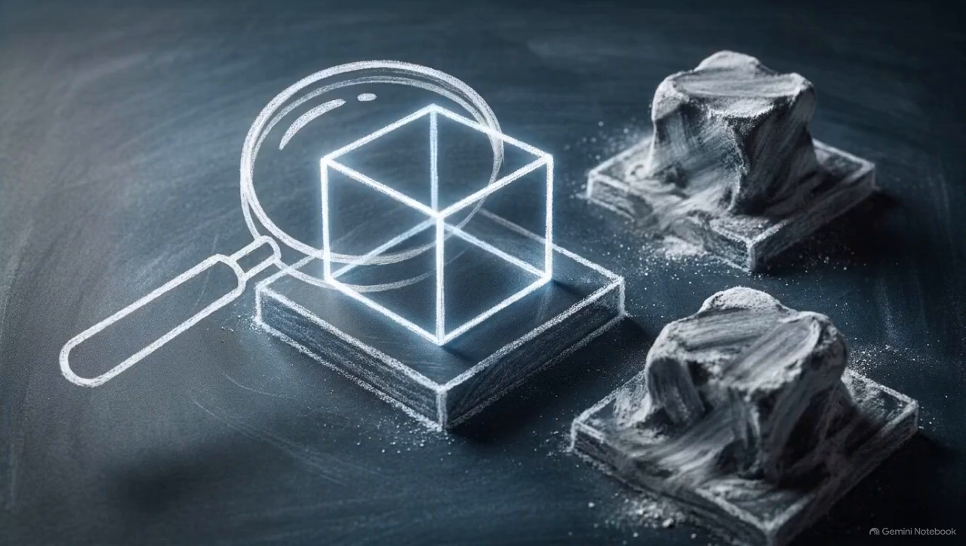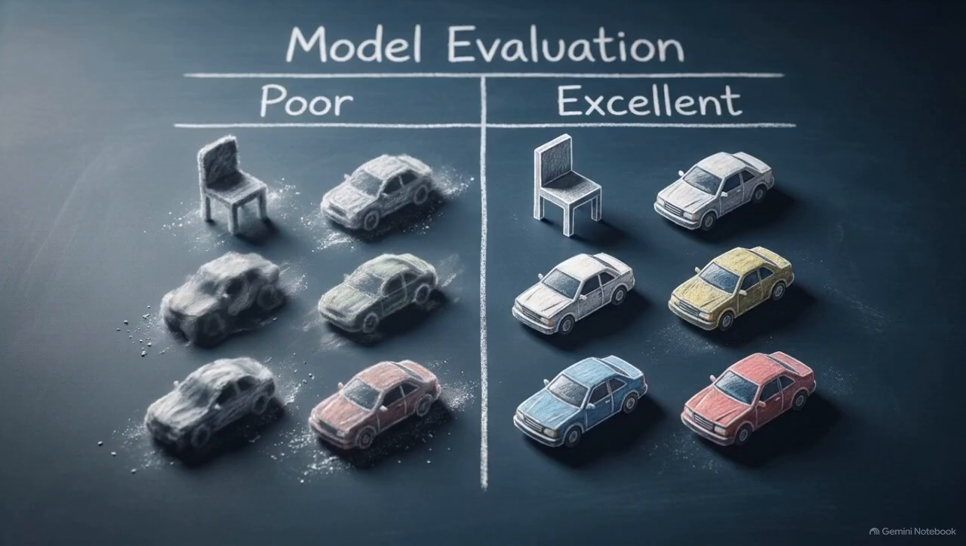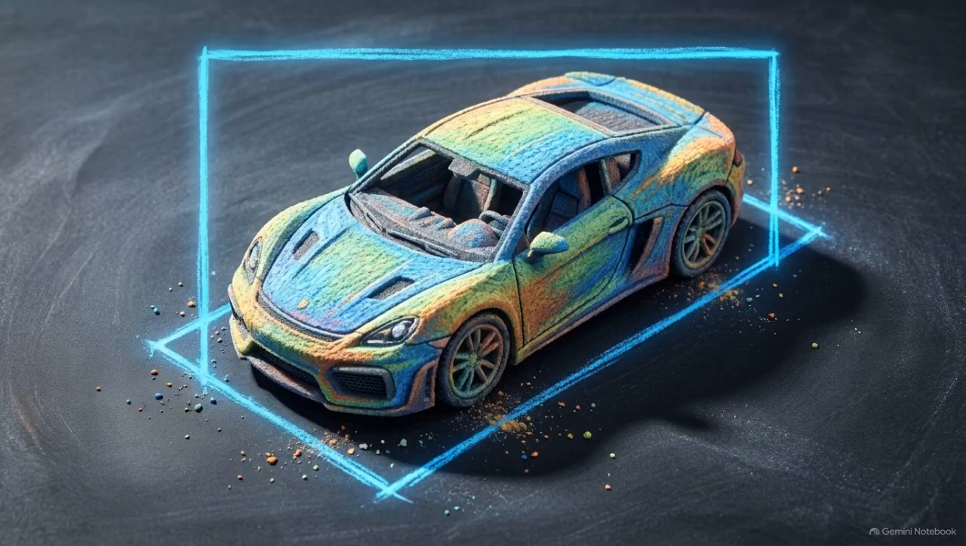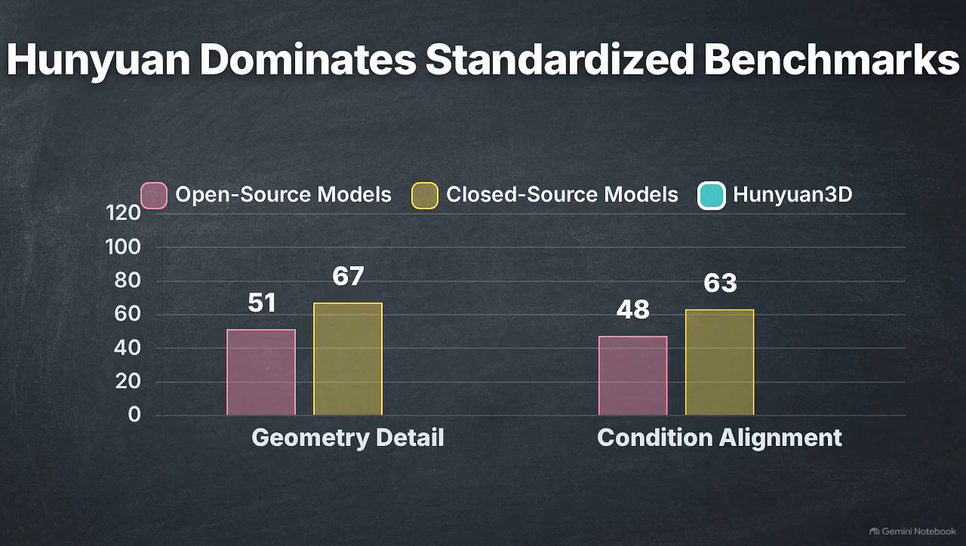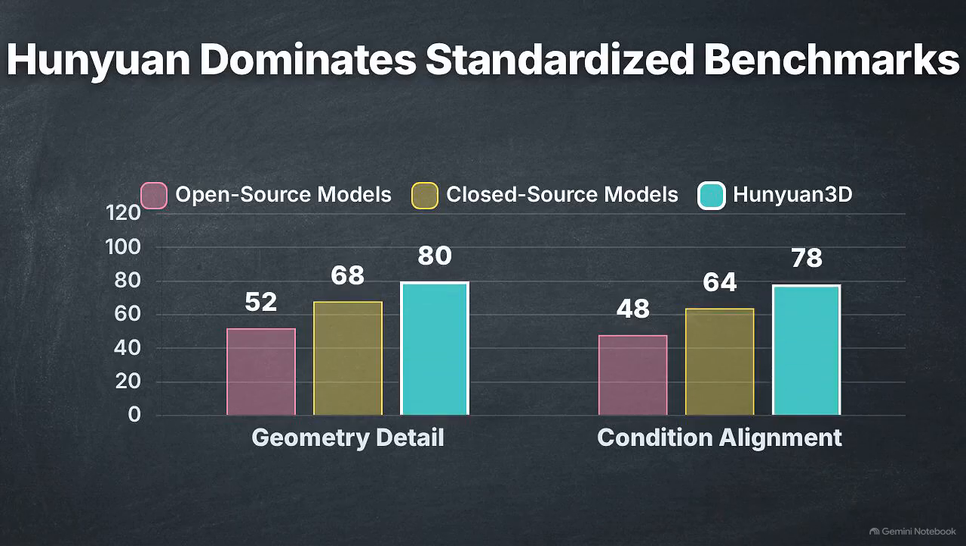We turn to the evaluation phase, testing Hunyuan3D 2.0 against previous top-tier models. This side-by-side comparative grid from the paper highlights the output difference. The older models produce blurry geometry with heavy artifacts, while Hunyuan3D 2.0 produces crisp, detailed textures. Quantitative metrics confirm this visual evidence. Across standardized benchmarks for geometry detail and condition alignment, Hunyuan consistently outperforms both open-source models and leading closed-source alternatives.